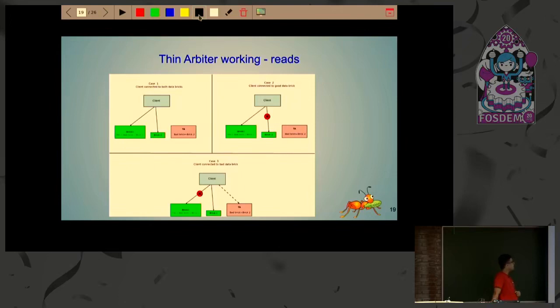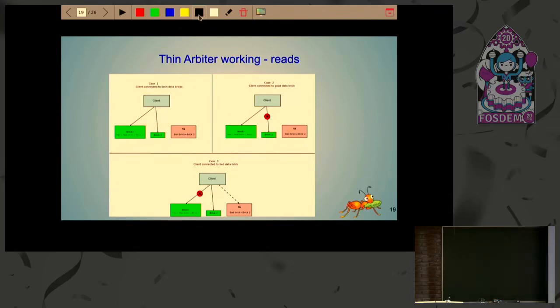In the case when the client is connected to both the bricks, let's say that we already are in a state where brick 1 is marking brick 2 as bad. So brick 1 is good, brick 2 is bad, and the client is connected to both the bricks. In this case, we don't have to query the thin arbiter because the AFR xattrs on both the bricks already tell us which brick is good and which brick is bad. So you don't have to actually contact the thin arbiter to know whether the results that you interpret from the xattrs are valid or not. You can trust them and you can serve the read. The only reason that you need to contact the thin arbiter is when, before that, let's go to the second case.